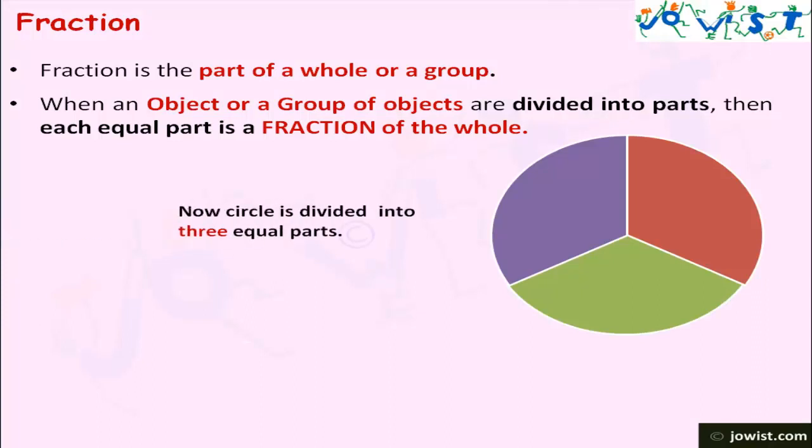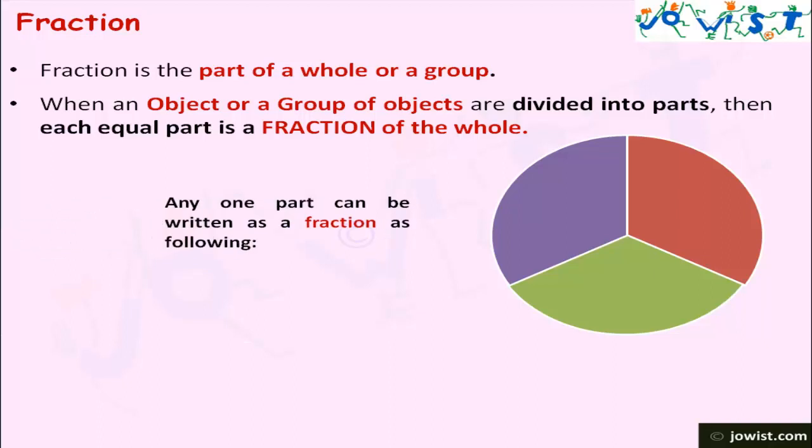Now, if the same circle is divided into 3 equal parts, any one part can be written as a fraction as following. The total number of parts is 3, so we write 3 in the denominator. One part is represented by 1 by 3.